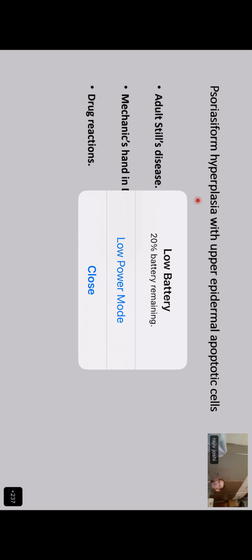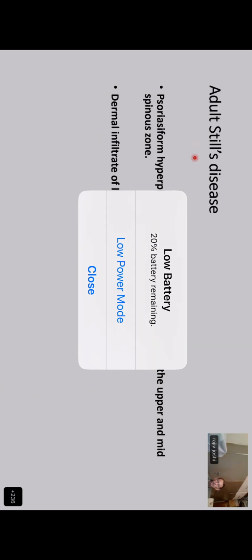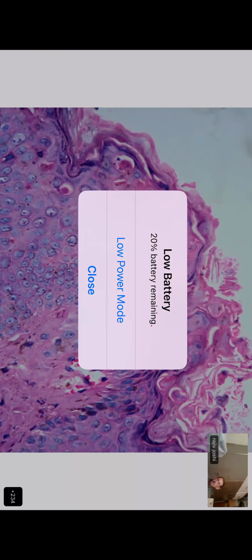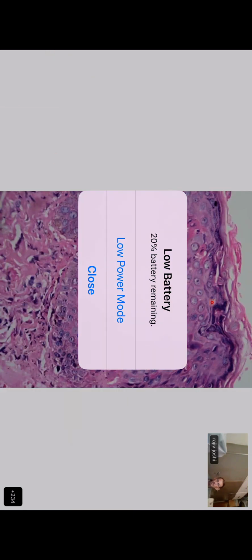The other group with psoriasiform hyperplasia and upper epidermal apoptotic cells is adult Still's disease, some drug reactions, and a condition called mechanic's hands seen in dermatomyositis. In adult Still's disease, you get psoriasiform hyperplasia with scattered cells in the upper and mid spinous zone and neutrophils in the dermis. So at places there is this psoriasiform pattern, and you see there are lots of these scattered dyskeratotic cells, not through the dermis, but more so in the upper epidermis, and neutrophils in the dermis.